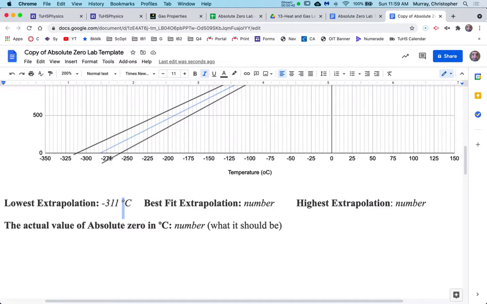All right, the best fit extrapolation is minus 275, minus 280. What do you guys think? I'm going to say minus 283, which is a bit off, right? We think it's minus 273.15, right?